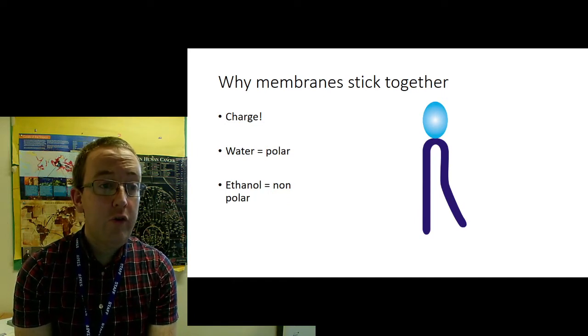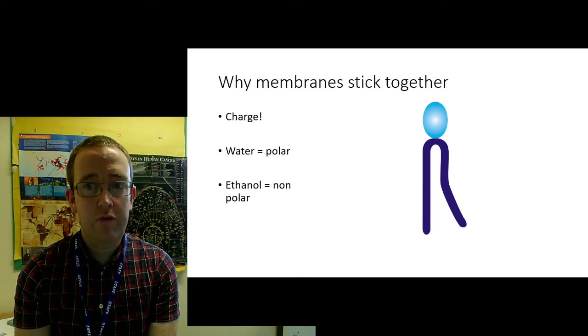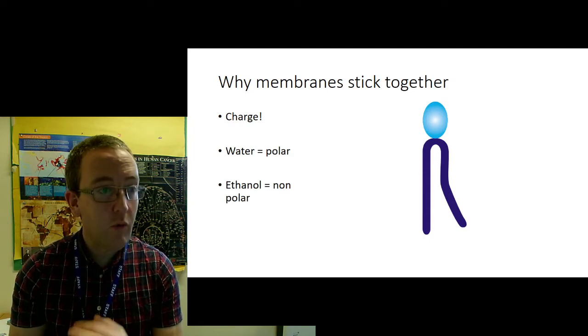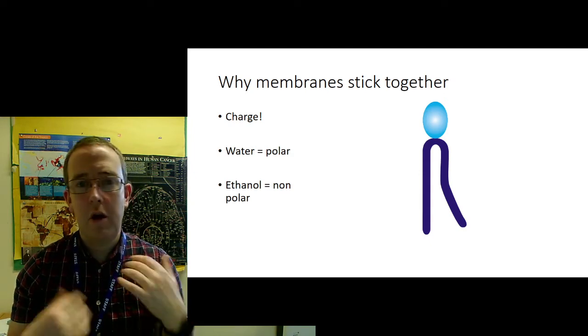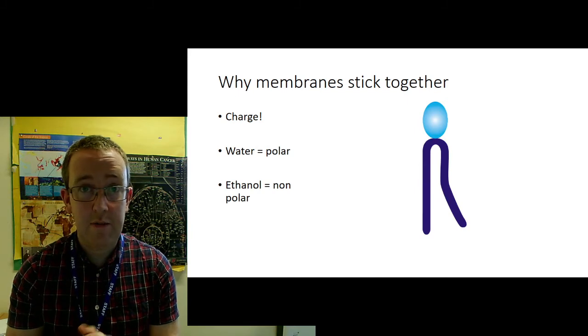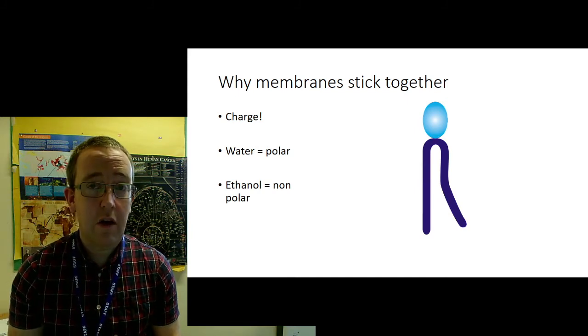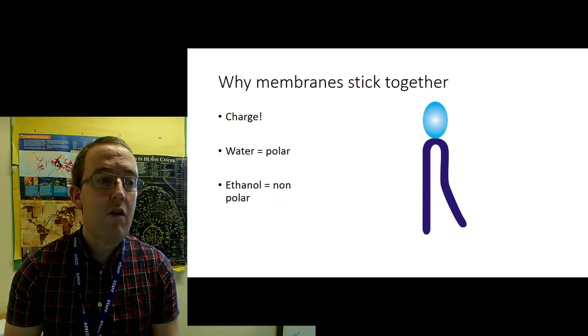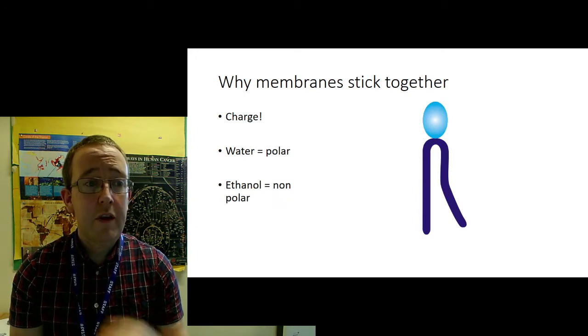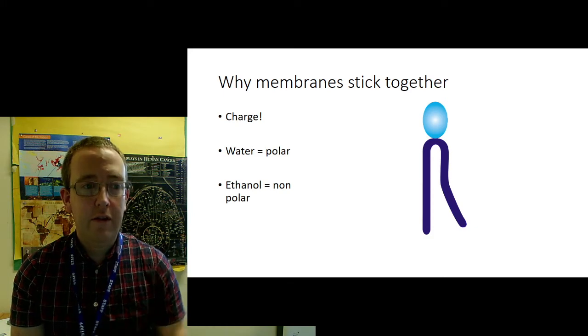Okay, water is a polar molecule. Now, you may have done the water lesson and know all about that, and it certainly would have come up in the hydrogen bonding and all those other areas of the syllabus where water pops up. Okay, now ethanol, the liquid ethanol, our pure alcohol, is a non-polar molecule. Okay, so water is a polar environment. Ethanol is a non-polar environment.